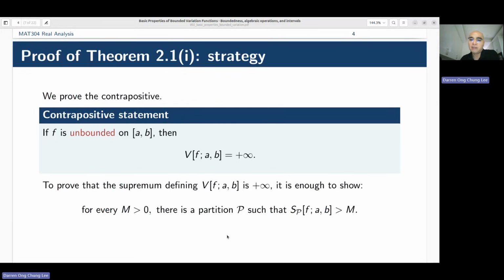So in other words, for every positive number m, you can find an element of this set. You can find an SP that is bigger than m. Okay, so this is what we have to show. We assume that f is unbounded, and we're going to try to show this.